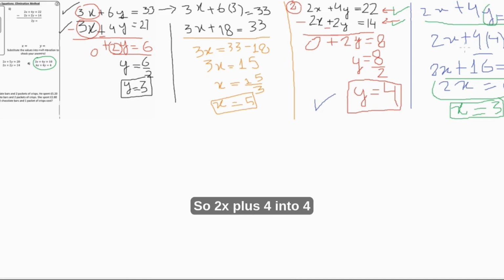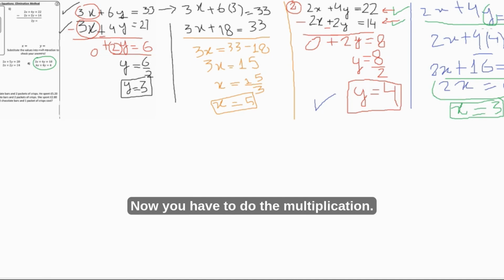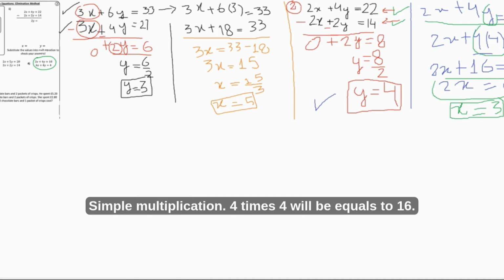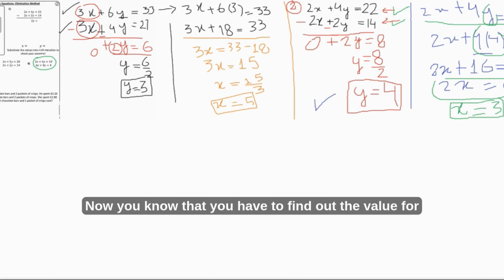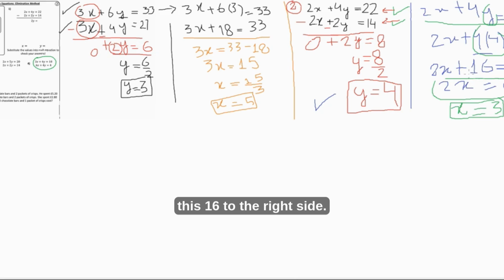So 2x plus 4 into 4 will be equal to 22. Now you have to do the simple multiplication. 4 times 4 equals 16. And then 2x plus 16 equals 22. Now you have to find the value for x. The simple thing you're going to do is bring this 16 to the right side, and when it goes to the right side, it becomes minus 16. And 22 minus 16 equals 6.